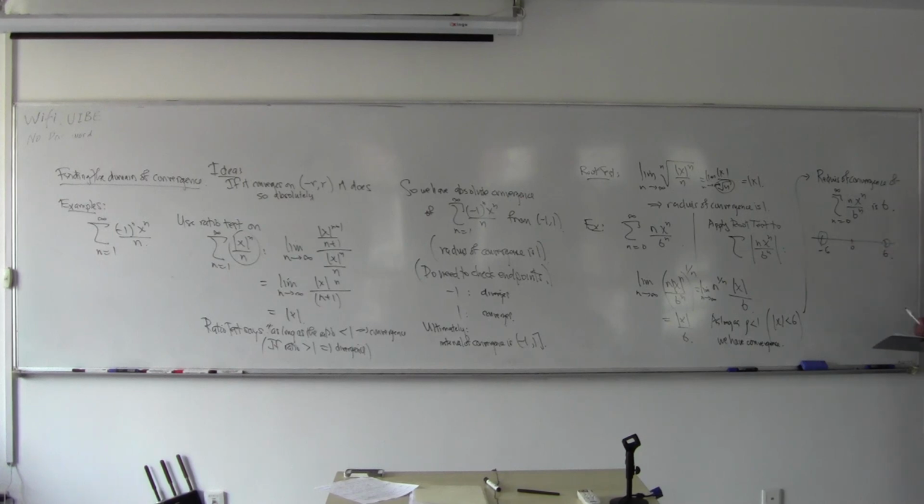Again, divergent. How come? Well, it's not negative n. What you get is, at -6, you're going to get -6 to the n over 6 to the n times n. Right? So you get summation of -1 to the n times n, right? That does diverge. Why does that diverge?